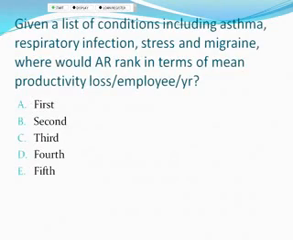So I want to ask you guys a question. Given a list of conditions including asthma, respiratory infections, stress, and migraine, where would allergic rhinitis rank in terms of mean productivity loss per employee per year? This is kind of a loss to society.